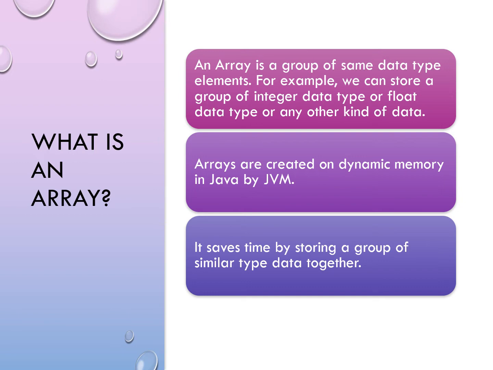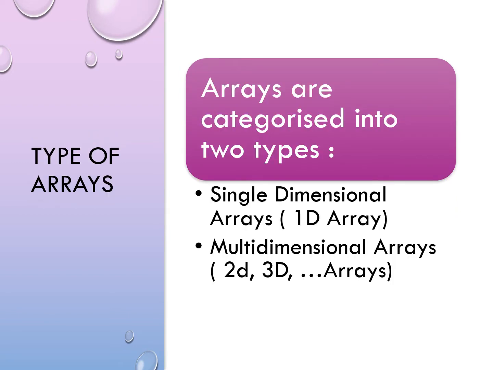For example, we want to store marks of a student in all 5 subjects. So we can store in an array. Arrays are of two types, single dimensional arrays and multi-dimensional arrays. In multi-dimensional, 2D arrays, 3D arrays, etc.